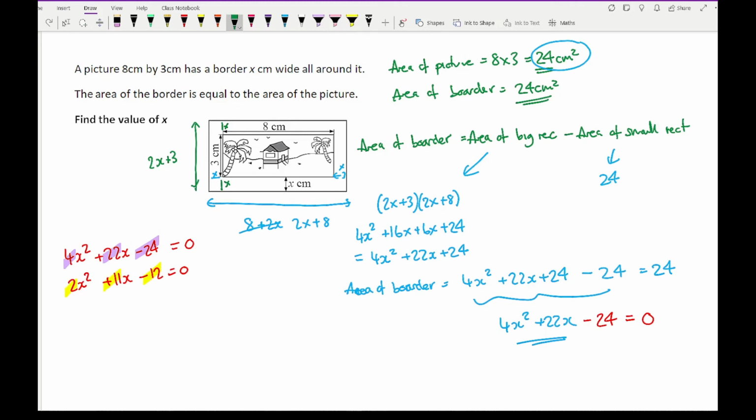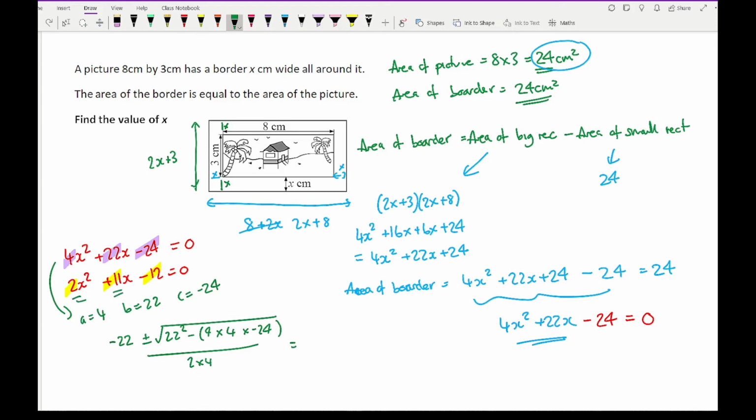you should get the same answer when substituting into the quadratic formula. So I'm going to use, let's just use the original. So I've got a equals 4, b equals 22, and c equals minus 24. So typing this in, I get minus 22 plus minus the square root of 22 squared minus 4 times 4 times minus 24, all divided by 2 times 4. And you can see I'm using really big numbers. So again, another option would be to use a equals 2, b equals 11, and c equals minus 12.